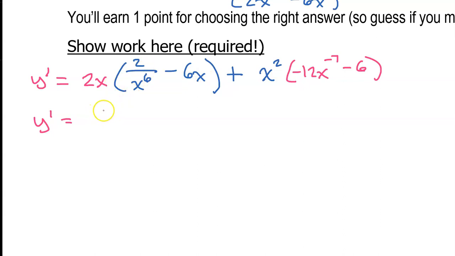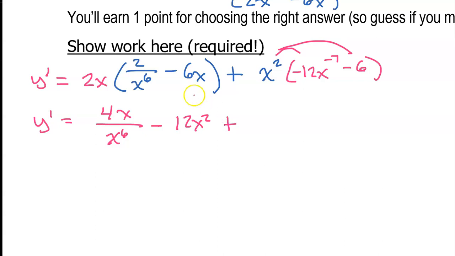So this is going to give me 4x over x to the 6th power minus 12x squared. Then I'm going to distribute this as well. It's going to be negative in the front, so I'm going to put negative 12x to the, I'm adding these exponents, so that'll be the negative 5 power. And then minus 6x squared. I'm seeing some like terms here and here. So let's definitely put those together.